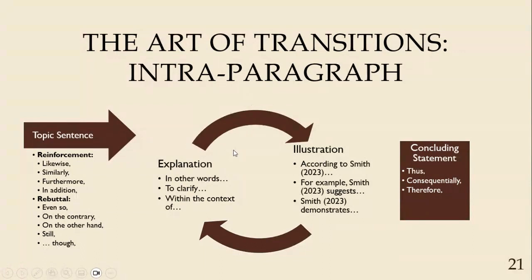Now, when you have your explanation and illustration cycle, you have that according to Smith, for example, Smith demonstrates, and then you explain it in other words to clarify within the context of reason X, and then you can repeat that recursive loop as many times as you need to until you exhaust your ideas, and then you can move to that concluding statement. And common transitional words into a concluding statement that signal to your readers very clearly that, hey, I'm about to wrap up this paragraph: thus, consequently, therefore, and a million others. These are just the most common ones.